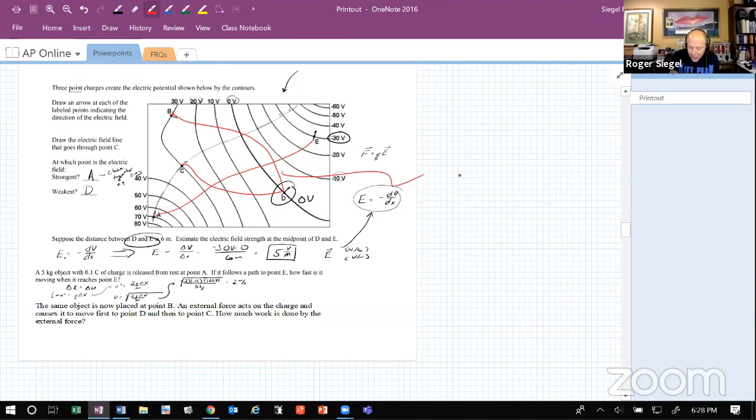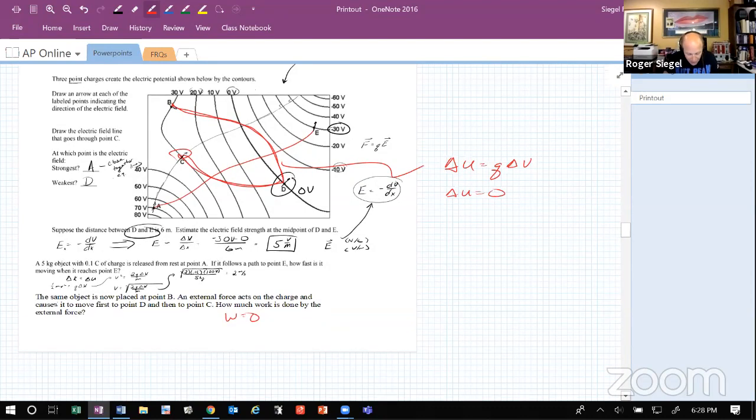Well, the change in energy is equal to Q delta V. But look, delta V, I started at B, I went to D, and then I came back to C. That means that the change in energy is 0, and the work done is 0 as well.